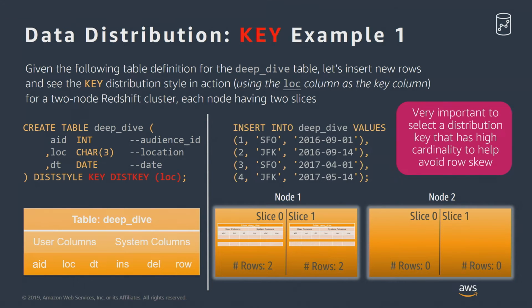Yes? So what's a use case for even distribution? With even distribution, you should always first try to define a key distribution, not even, because even is going to distribute evenly, but during the scan time you will see dynamic redistribution of the data from one slice to a different node or from one slice to a different slice. So to avoid the network traffic during the scan, it's better to choose the right distribution key.